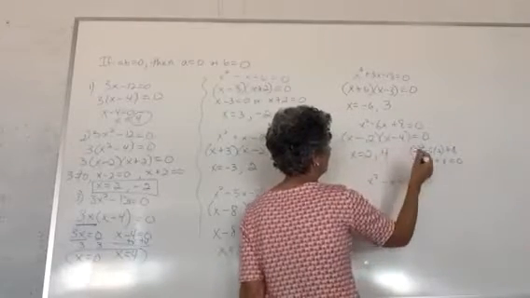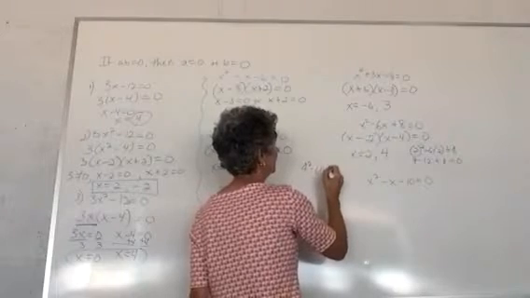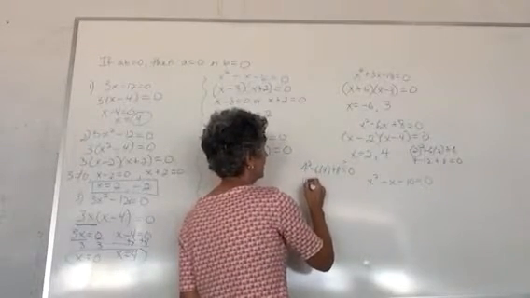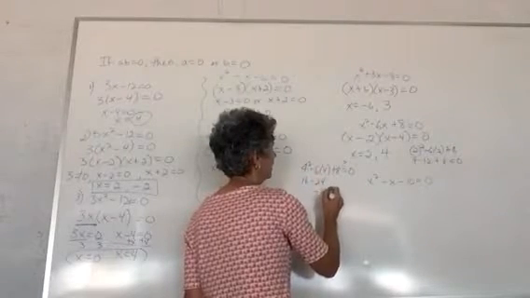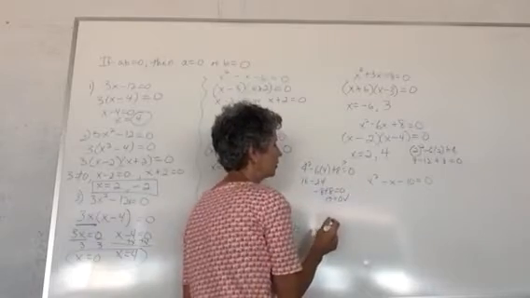Check the 4. You'd have 4 squared minus 6 times 4 plus 8. Is that equal to 0? 16 minus 24 is negative 8. And there's your 0. So they do work.